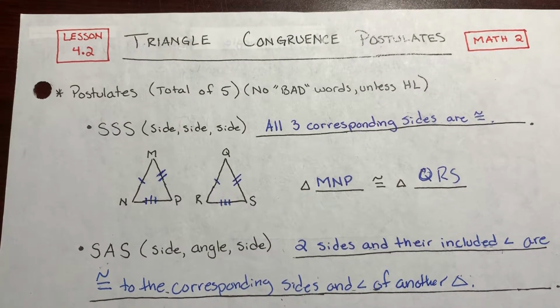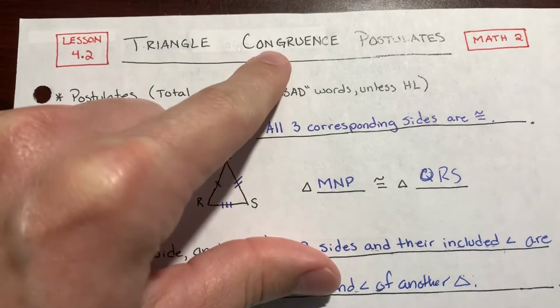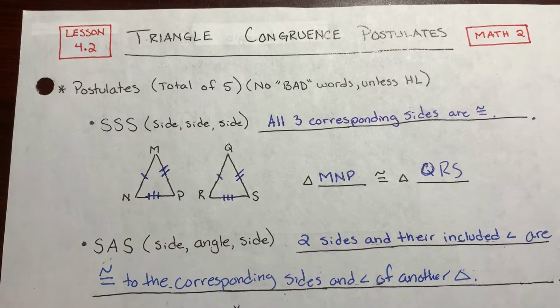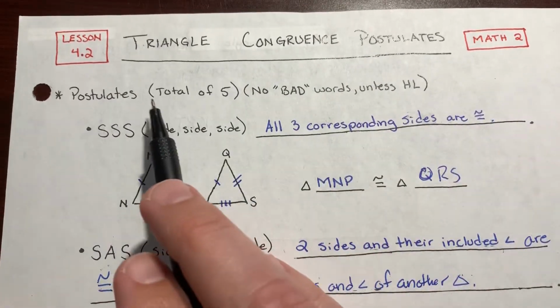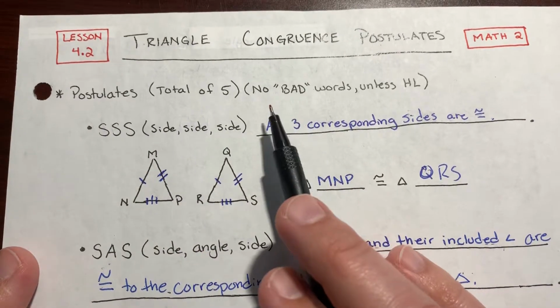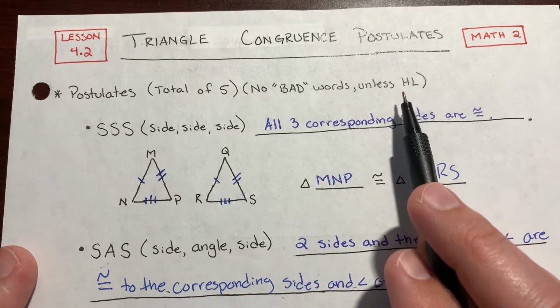Hi class, so I wanted to give a little explanation about lesson 4.2. It's called Triangle Congruence Postulates. Congruence is related to the word congruent, which means equal to or the same. And the postulates, there's 5 of them, all right? But those 5, here it says no bad words unless HL.